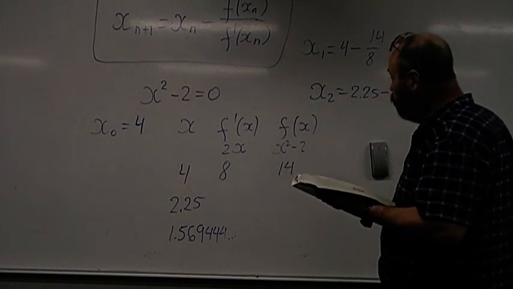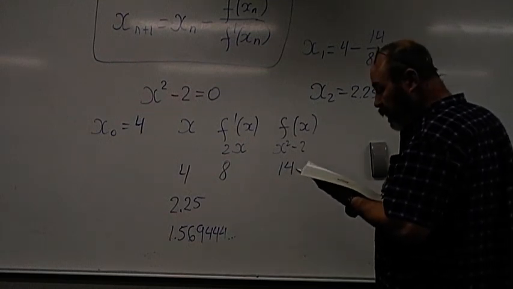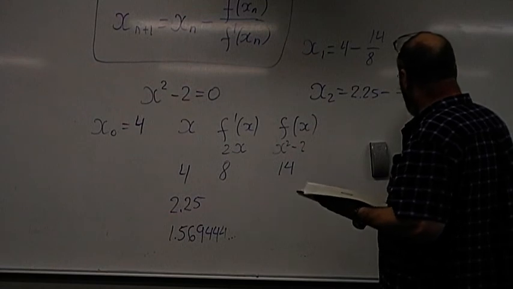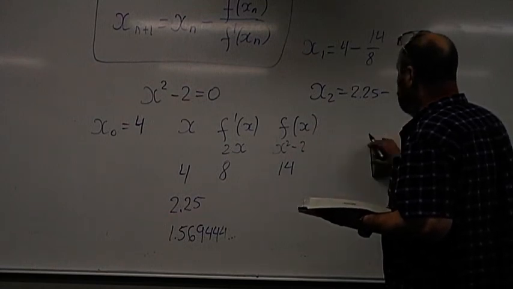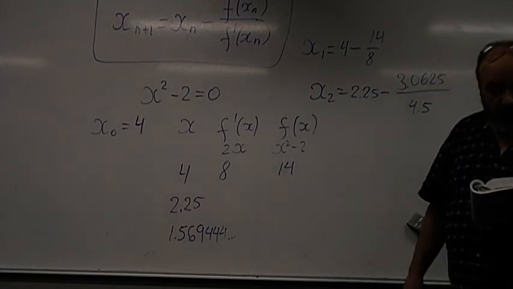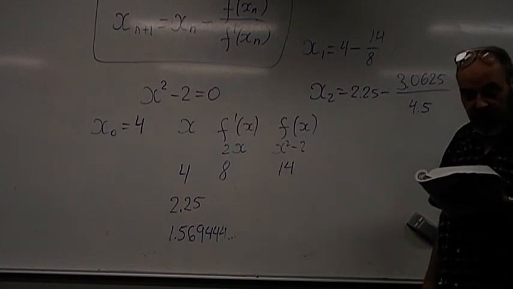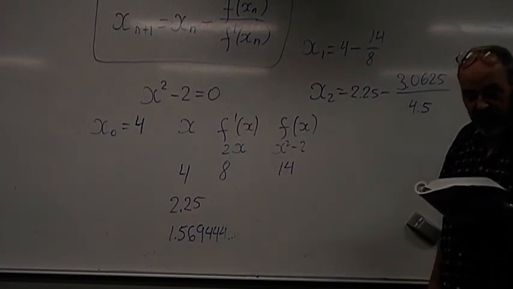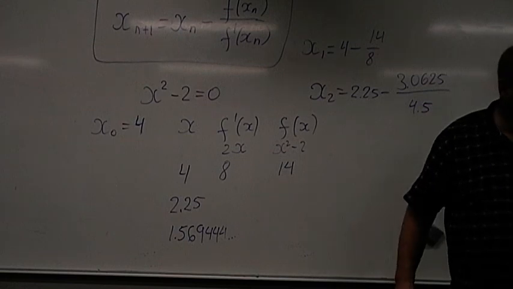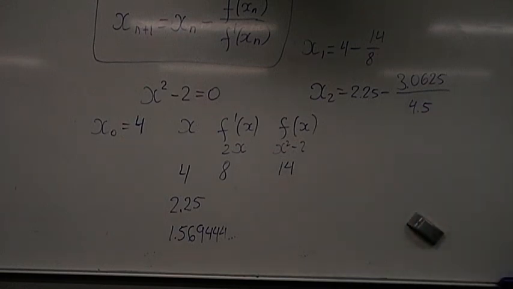Divided, I did the wrong way, that's fine. Divided by the value of the derivative 4.5. 1.5, yeah. Alright, I got it. And do it, and you will see that after the fifth step, pretty much almost no changes are happening.